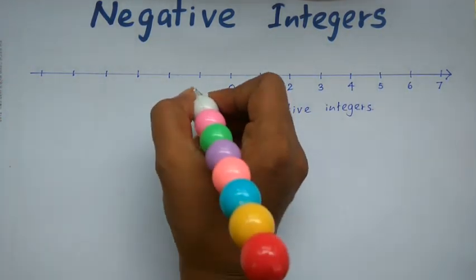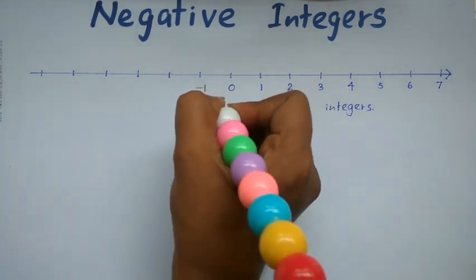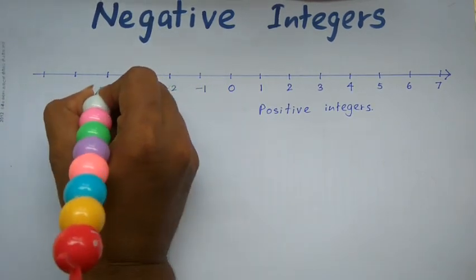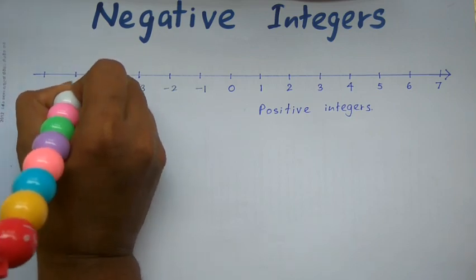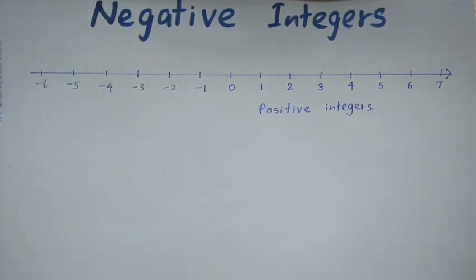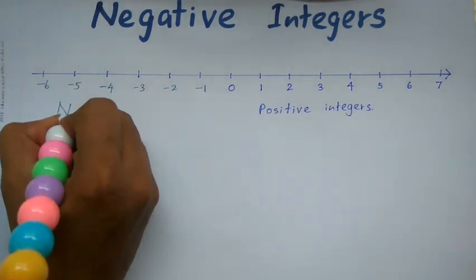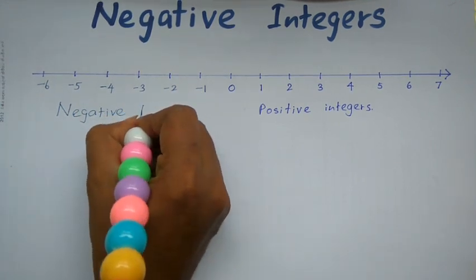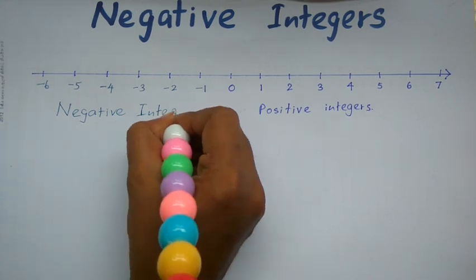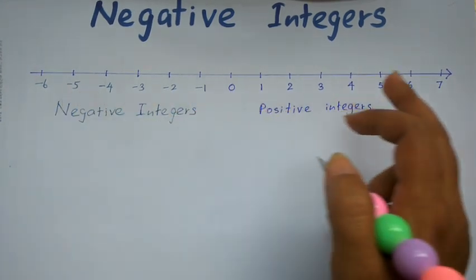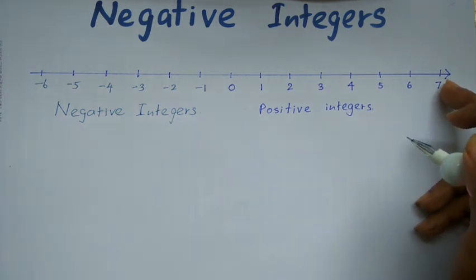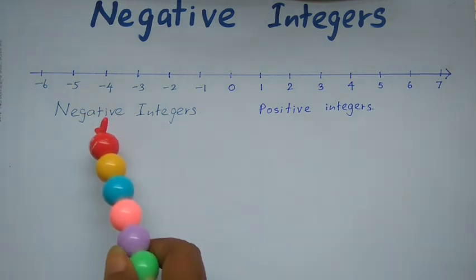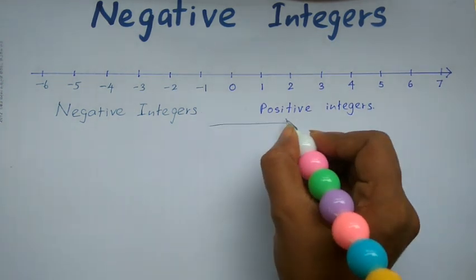1 less than 0 is negative 1. 2 less than 0 is negative 2. Negative 3. Negative 4. Negative 5. Negative 6. Like that, we can write negative integers. We must put an arrowhead at the right hand corner of the number line. The direction of the increase is the right hand side.